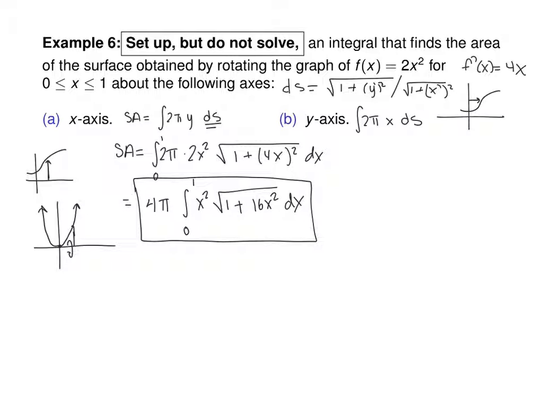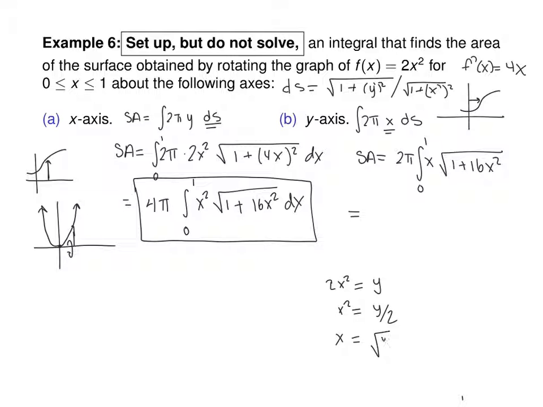And for the y-axis, we can actually also use x's. We just leave that x alone, kind of like we do when we do cylindrical shells. So in this case, the surface area will be 2 pi x integral from 0 to 1, and the same ds, square root of 1 plus 16x squared. You could also have found this by plugging in what x was equal to by, say, taking 2x squared equals y, and solving for x. You could say x squared equals y over 2, and therefore x is root y over 2.